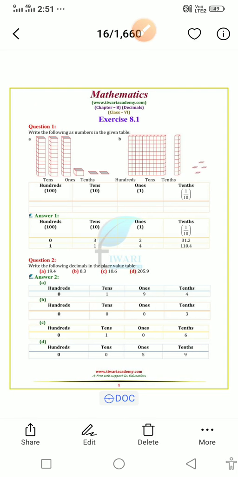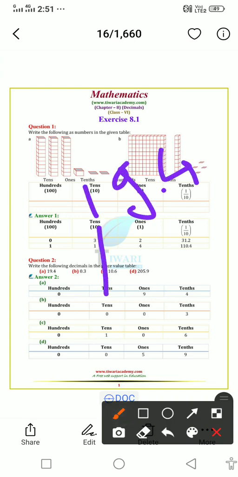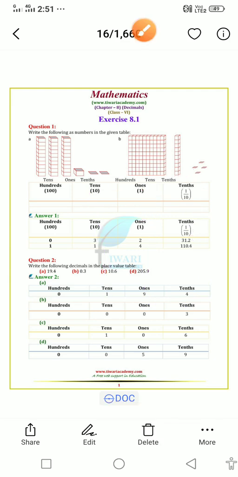Okay. In the same way, question number 2, you can see: write the following decimal in the place value chart. So see here, hundreds place, tens place, ones place, and tenths place are given. So you know very well, 19.4. So 1 is in the tens place, 9 is in the ones place, and 4 is in the tenths place. So that is right. In the same way there are other examples, you have to do them yourself.